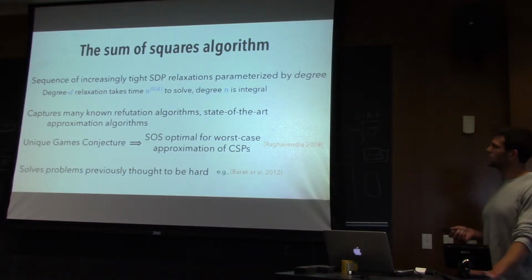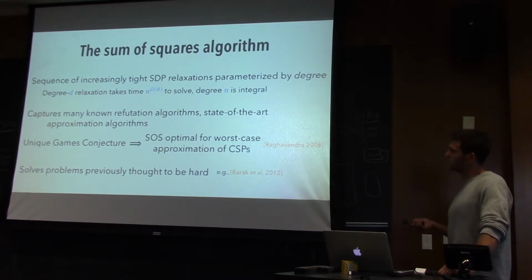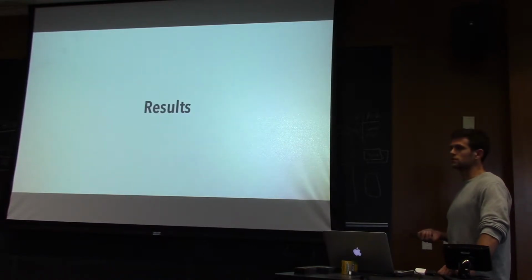In addition, a lot of the attraction of studying this has come from the fact that over the past few years, SOS has been shown to solve a lot of problems that were previously thought to be hard. So it's taken a lot of hard examples we had for problems and shown that actually, in SOS, you can solve these things. So it seems like a pretty powerful algorithm. And so we're going to try to prove lower bounds for this. So that brings me to results. Any questions?